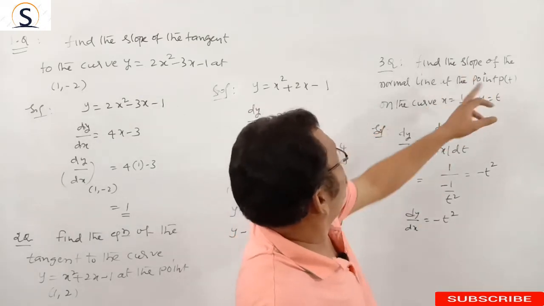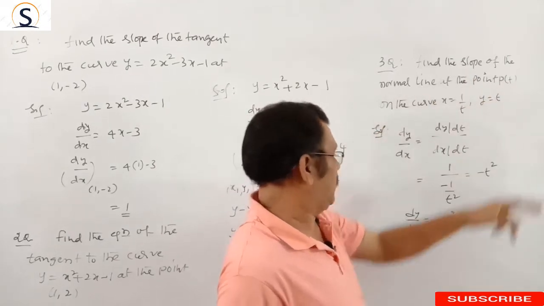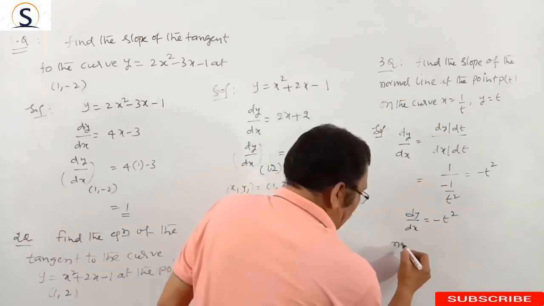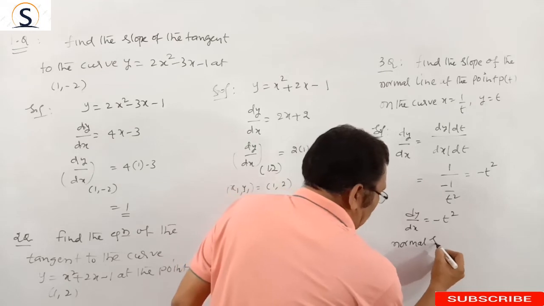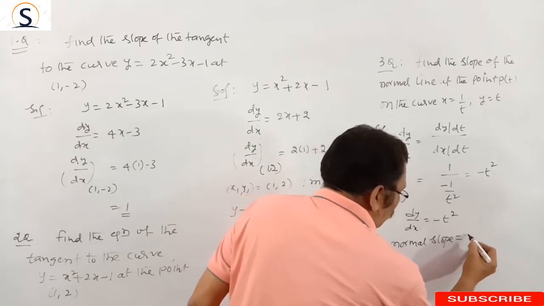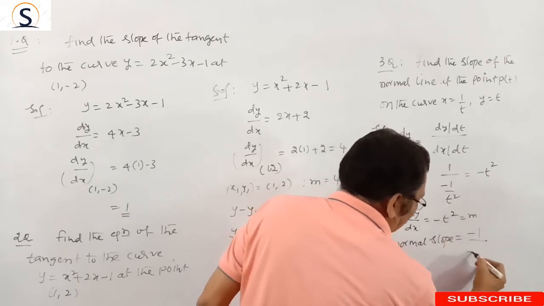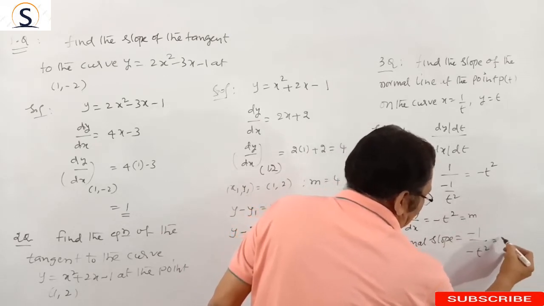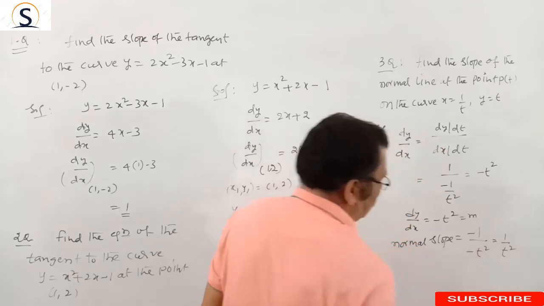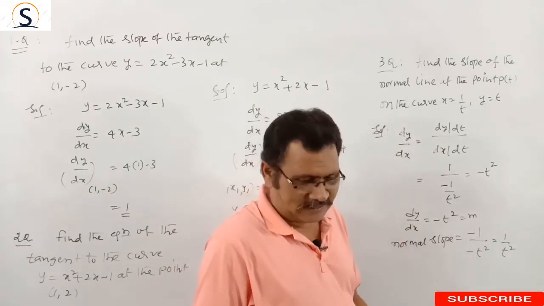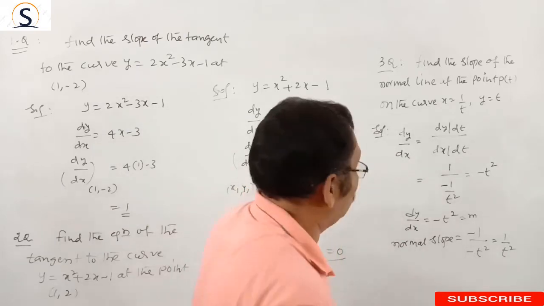So find the slope of the normal at the point. This is the slope of the tangent, and the normal slope is equal to minus 1 by m. This is m, so the m value is minus t square. So the minus cancels, and it is 1 by t square. This is the normal slope. So 1 by t square is the normal slope. Okay.